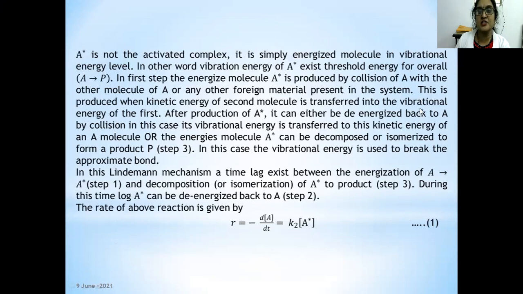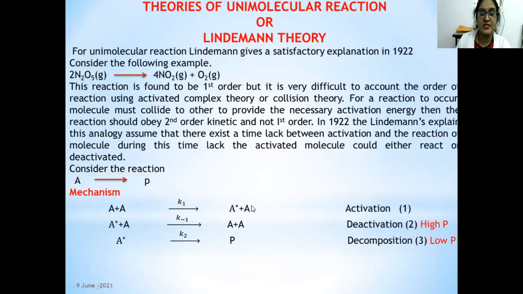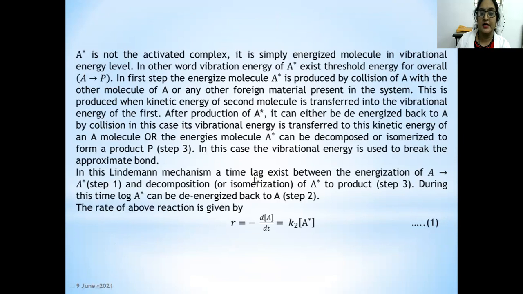Once the A star is formed, it can either be de-energized back to A by collision, in which case the vibrational energy is transferred again as kinetic energy to the A or the foreign material, or that A star can be decomposed or isomerized to form the product P. That is step 3. So after step 1, the energized molecule A star may either deactivate or form the product, that is, decomposition.